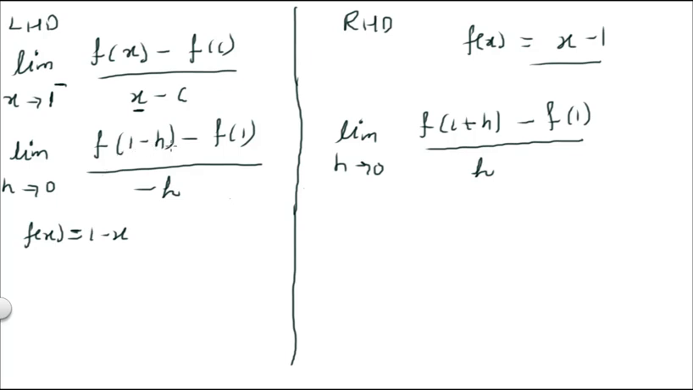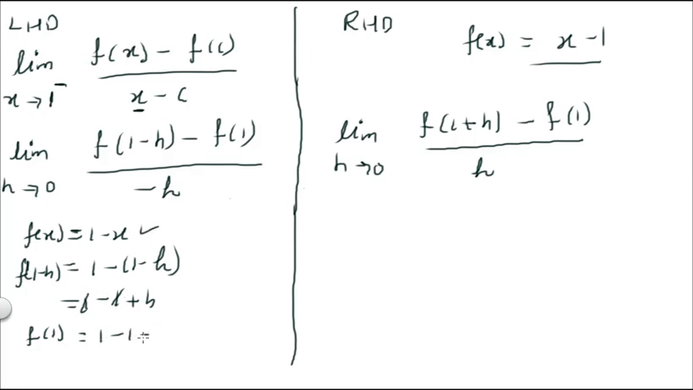Now what do we have to calculate? f of 1 minus h. So f of 1 minus h will be 1 minus (1 minus h), that is 1 minus 1 plus h. So when you cancel, you are just left with h. Let us calculate f of 1 also. In f of 1, the function is 1 minus 1. So 1 minus 1 will be 0. So f of 1 here is 0.